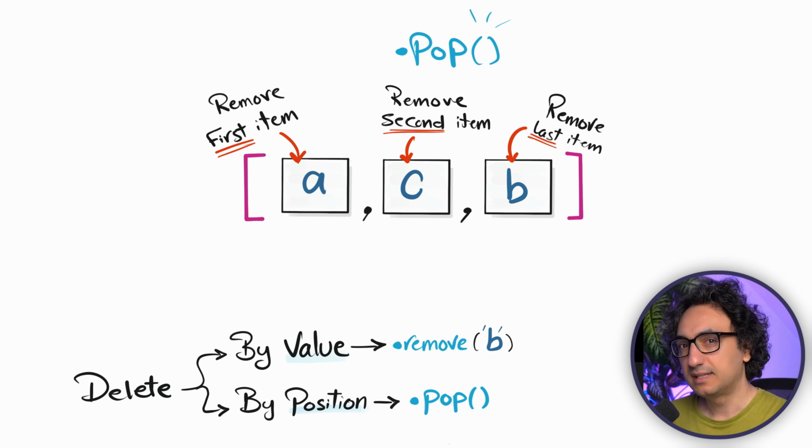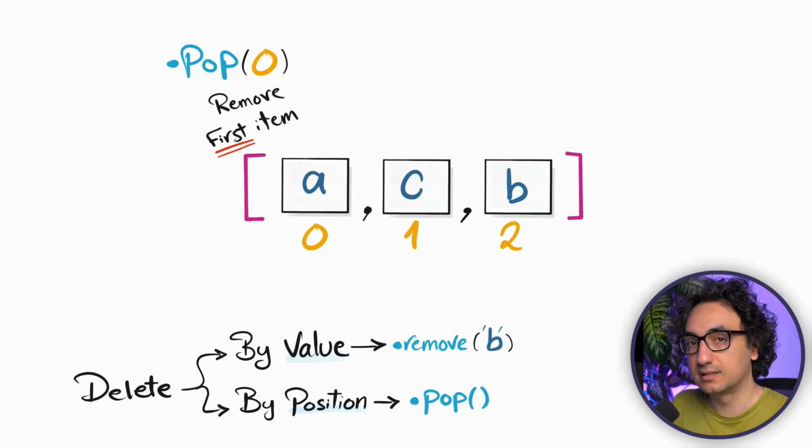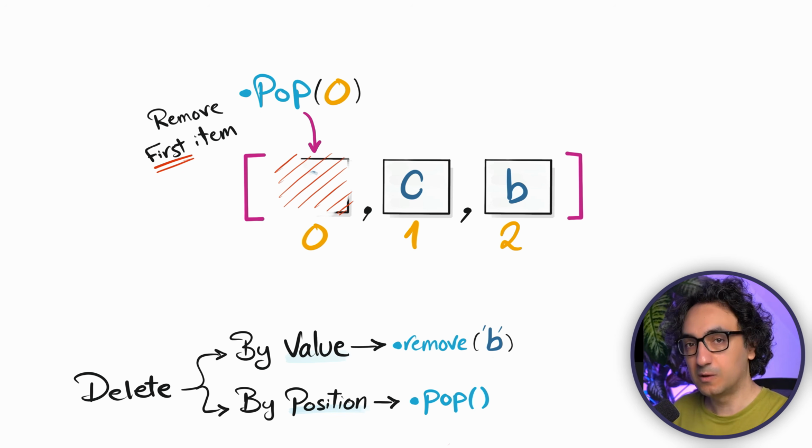So now, for example, let's say that I would like to go and remove the first item. So again, here we have to tell Python exactly the position number. So it's going to be the index 0. So if you give pop 0, Python is going to go to the first position and remove it from the list. So as you can see, Python is not searching for a specific value anymore. It is going directly to the index number and removing it.